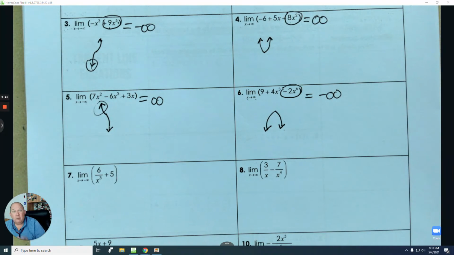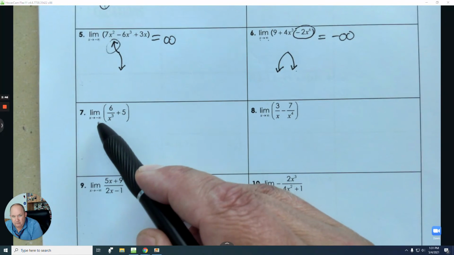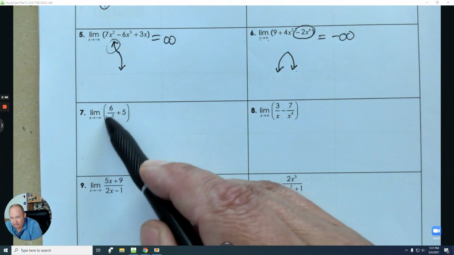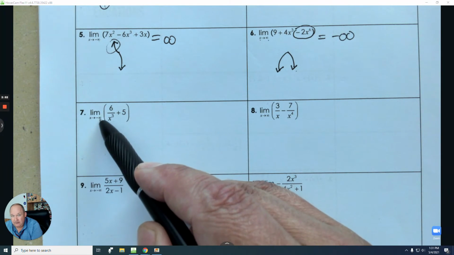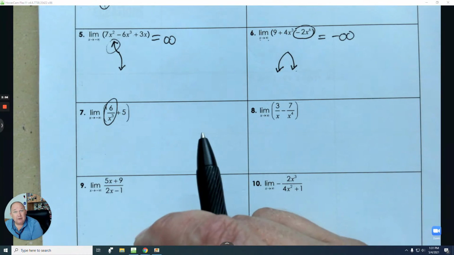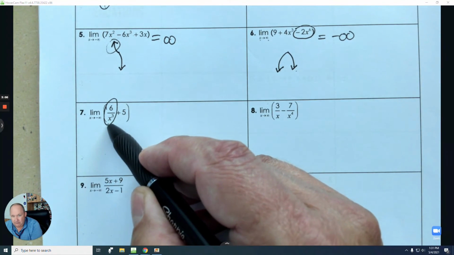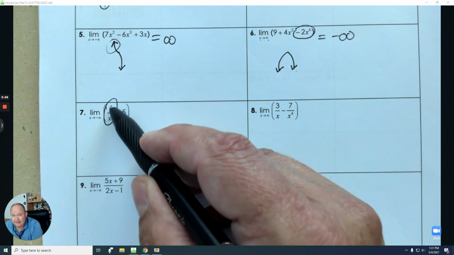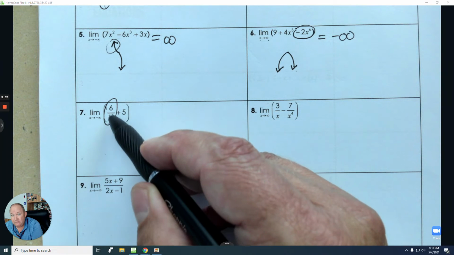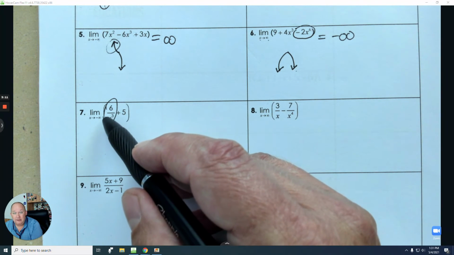All right, the next questions are rational functions. So if you see a fraction with a variable in the denominator, whether it's infinity or negative infinity, this is approaching 0. It's really important to know that. So whether I put in negative a billion or negative 1 trillion, the closer you get to negative infinity, the closer this is getting to 0. And it'll never equal 0. It's going to get really, really close.